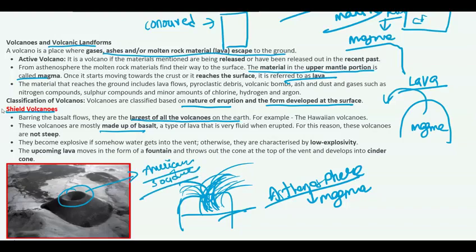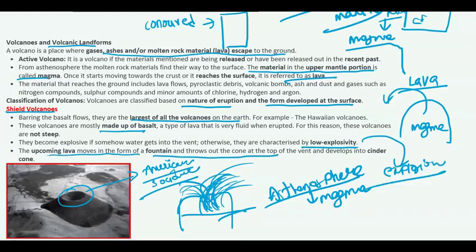They are not steep at all, and they are characterized by low explosivity, which means very low explosion. Whatever lava comes from this volcano forms fountain shapes and forms cinder cones. You can see the cone shape over here, just like this. This is called the cinder cone.